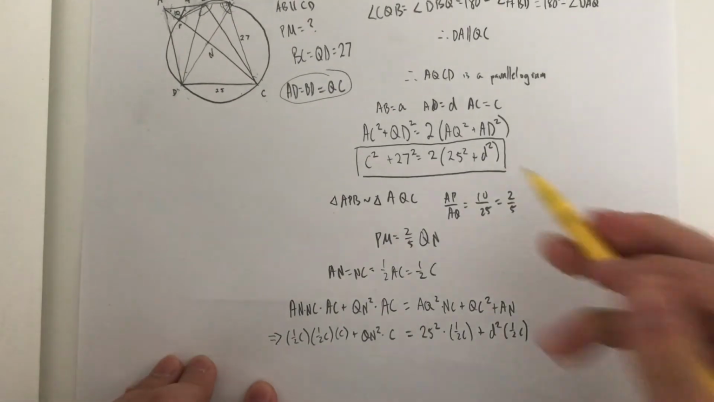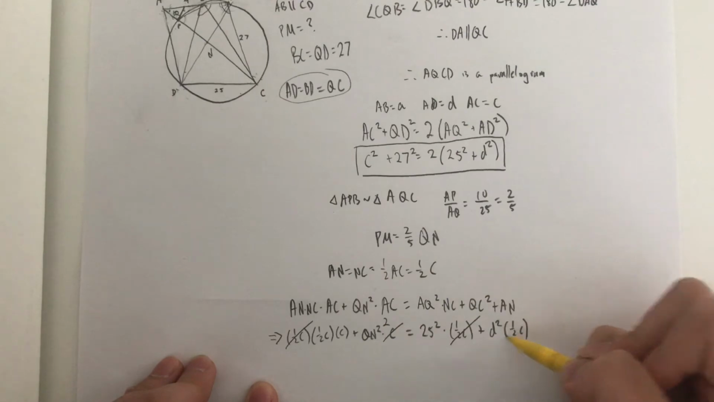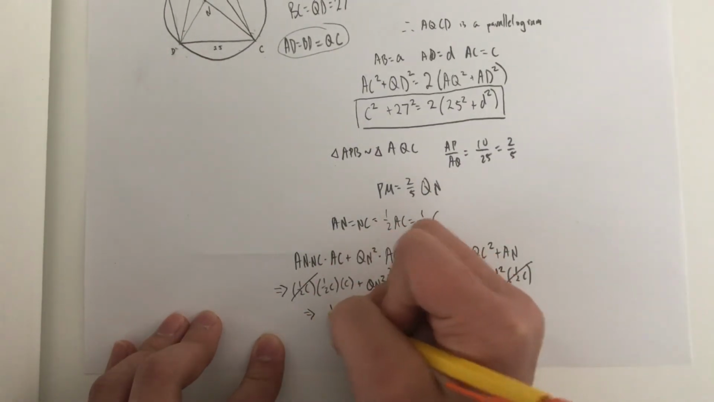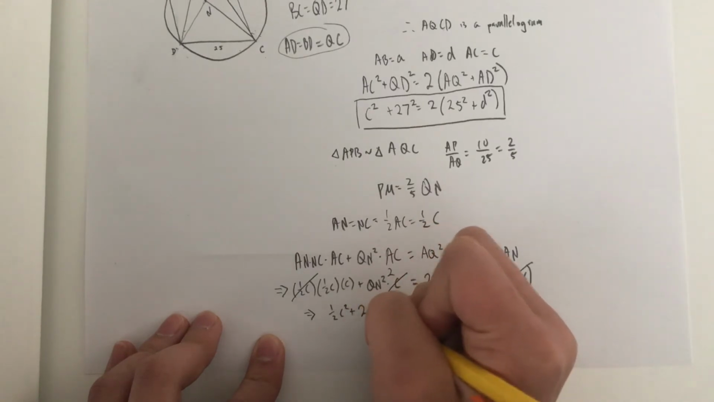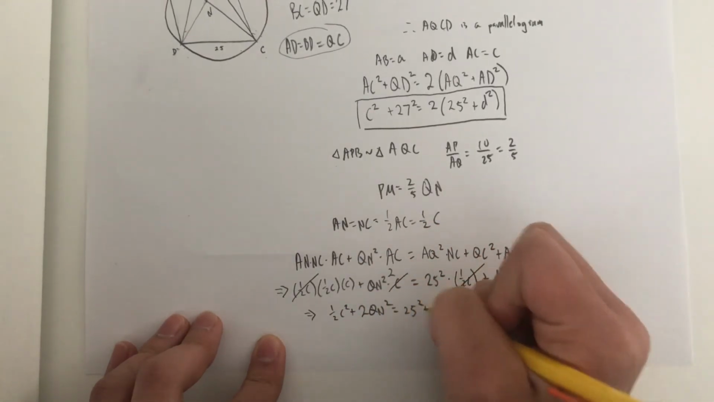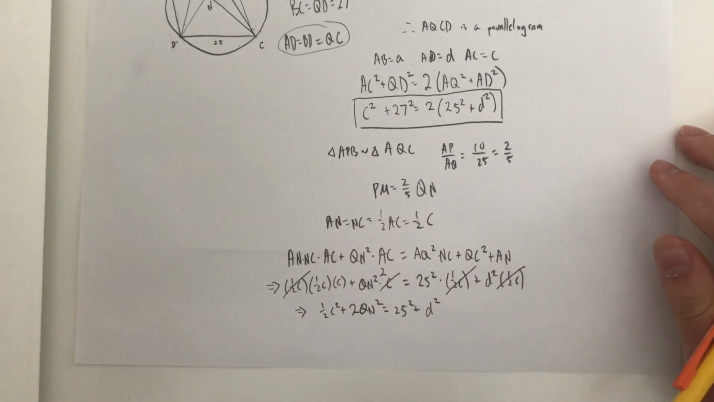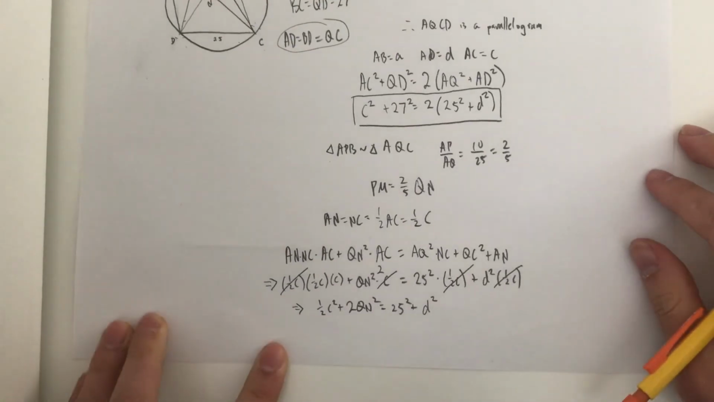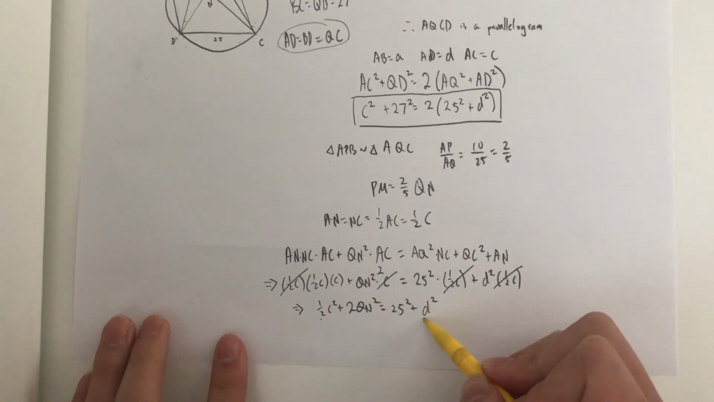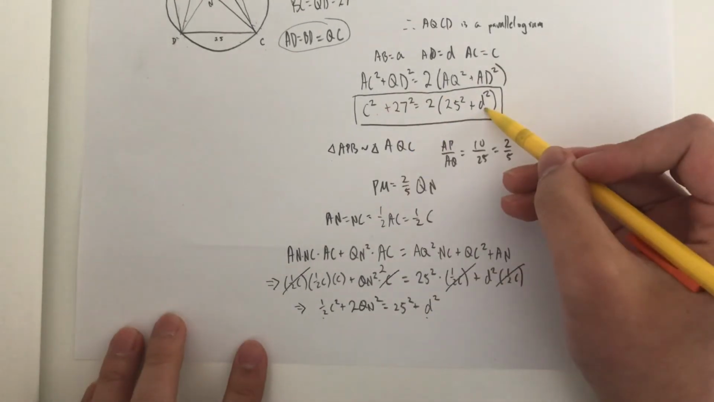And we can just divide 1/2 c from everything. So that will just leave 2. And that gives us 1/2 c squared plus 2QN squared equals 25 squared plus d squared. And the key here is to notice that we have a c squared term here and a d squared term here with coefficients in ratio 1 to 2, because that's exactly what we have here.